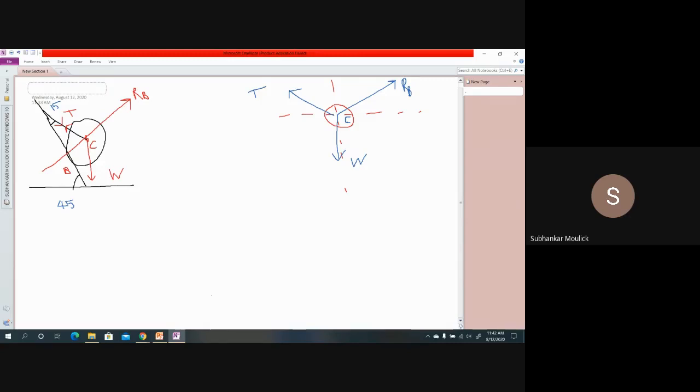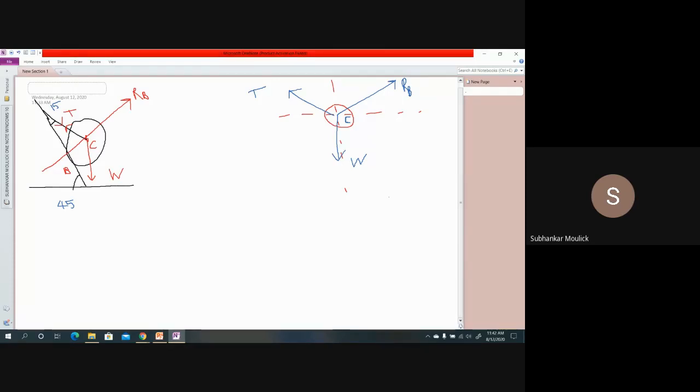Okay. Again, you are missing one point. In order to apply Lami's theorem, you should have a 3-force system. Fine. One more thing is left. What is that one more thing? All the three forces should pass through a common point. See, in this question, all the forces pass through the common equilibrium point C. So I can apply Lami's theorem easily.